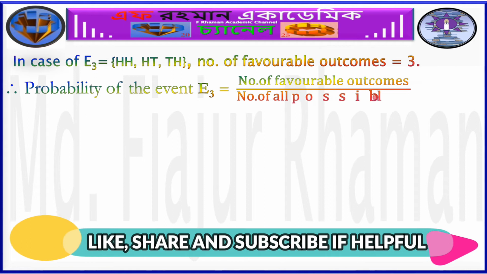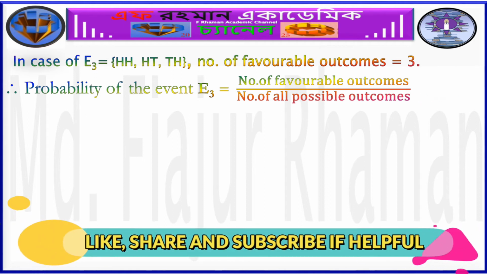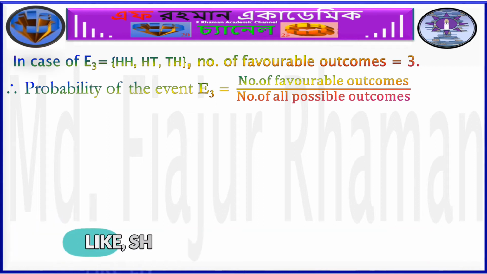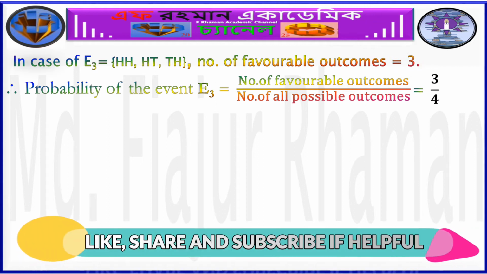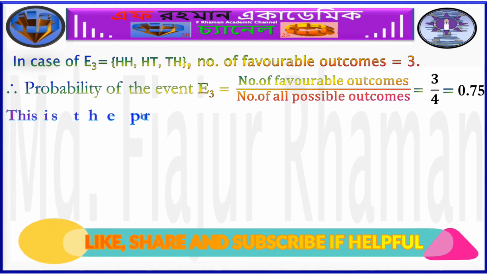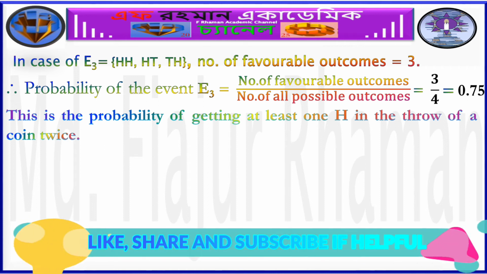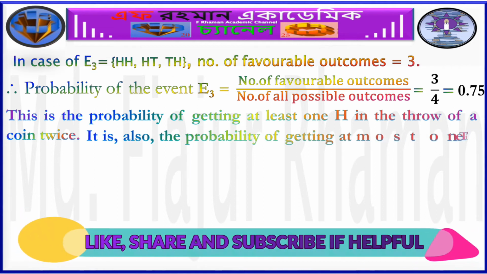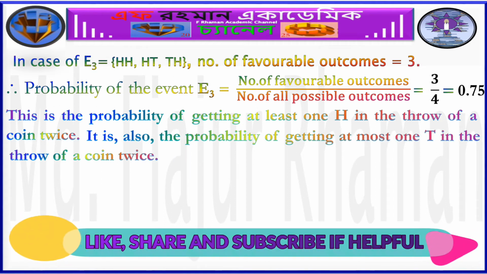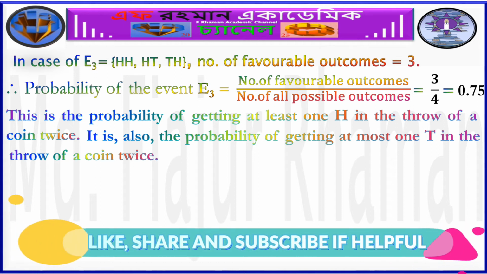Therefore, probability of the event E3 is equal to number of favorable outcomes by number of all possible outcomes is equal to 3 by 4 is equal to 0.75. This is the probability of getting at least 1 H in the throw of a coin twice. It is also the probability of getting at most 1 T in the throw of a coin twice.